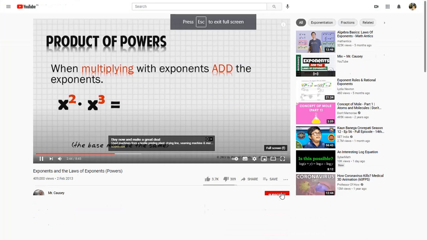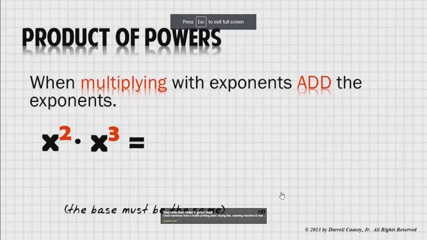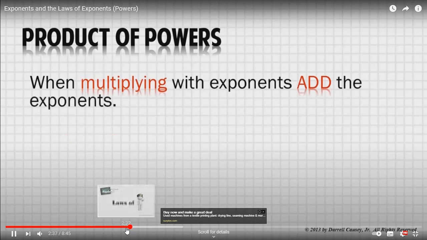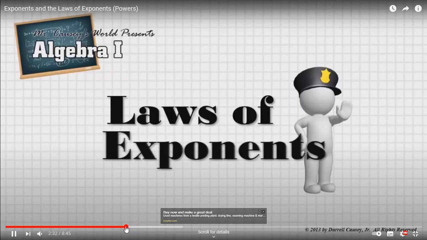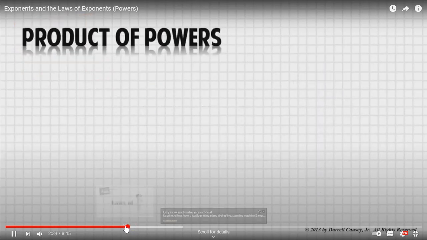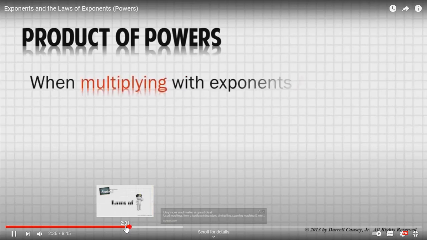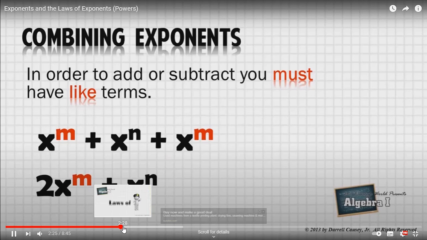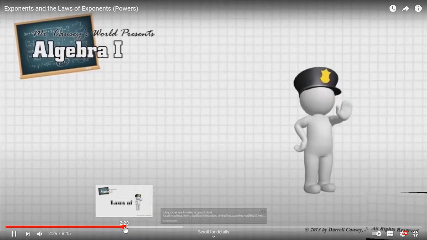Let us start our next topic, that is laws of exponent. As we know what exponents are called and what the meaning of exponent is, now we will come to know the laws. Okay, so let us start.